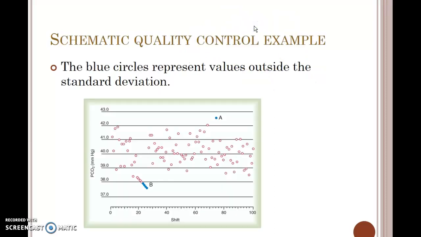This is a schematic quality control example. So the blue circles represent values outside of the standard deviation. So for the blood gas values for this machine, they all needed to fall within that standard deviation. And again, the blue ones are outside of control. So the blue dots on there are not within control for that blood gas machine.